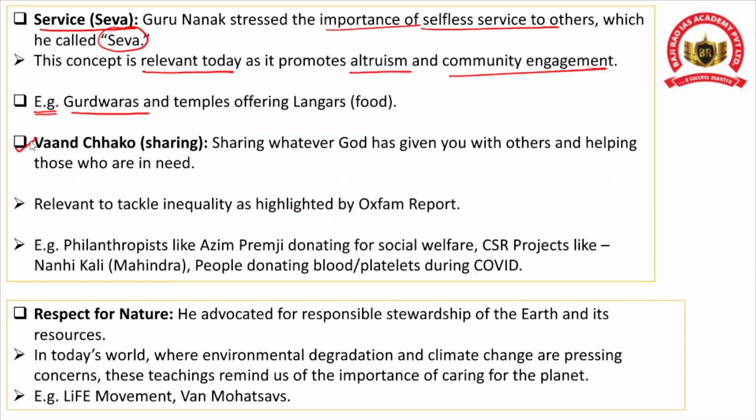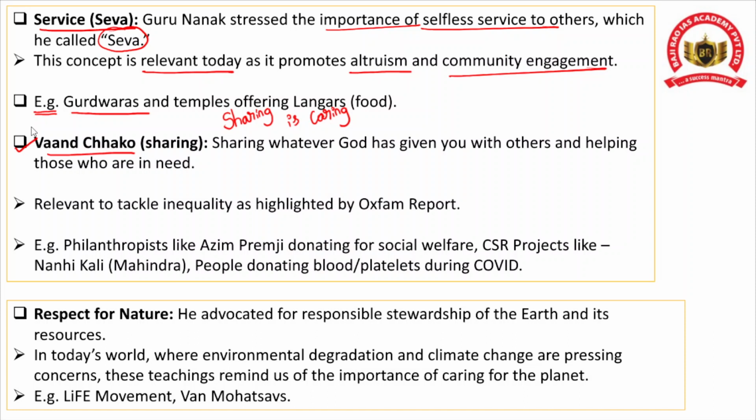The next value Guru Nanak Dev Ji emphasized was Vand Chako. It means sharing. We also know there is a saying, sharing is caring. It means we need to share love, and we need to share essential things which are needed by other individuals. For example, sharing is at the root of compassion and empathy, and compassion and empathy are very important for a just society.